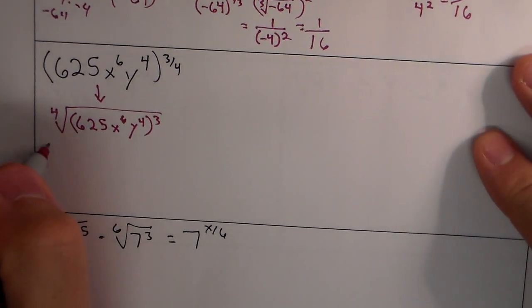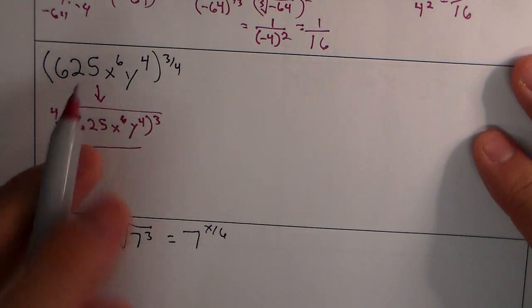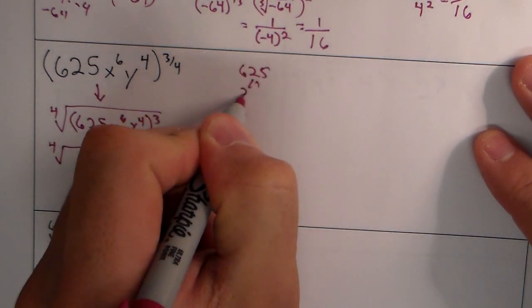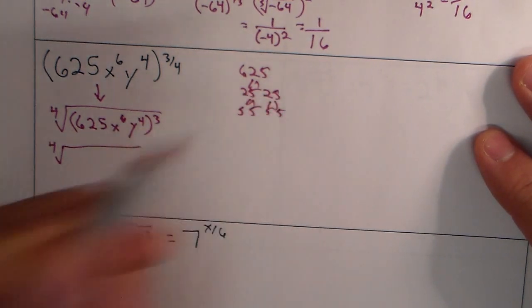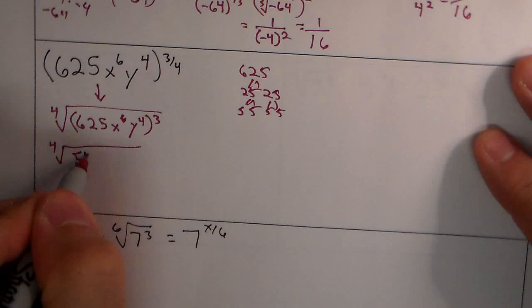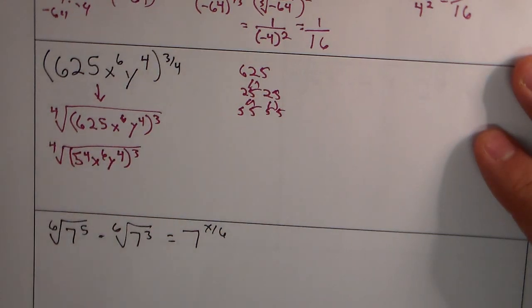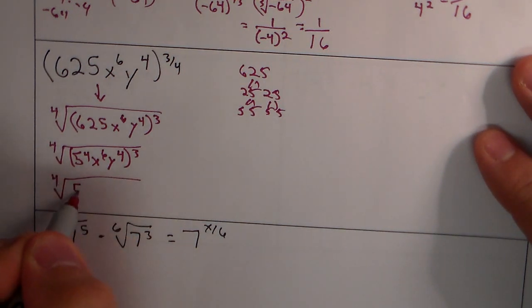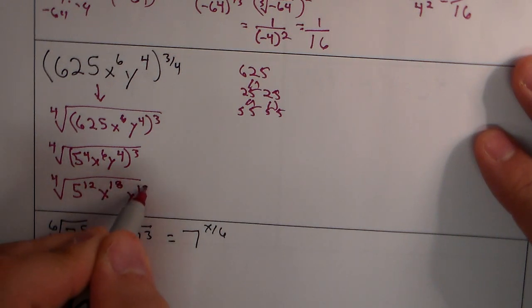So now we're going to do a power rule for the values on the inside and simplify. But before I do that, I don't want to do 625 to the 3rd. That's way too big a number. 625 is 25 times 25, or it's 5 to the 4th. So instead, I'm going to write 5 to the 4th, x to the 6th, y to the 4th, to the 3rd power. So now we have 5 to the 12th, x to the 18th, and y to the 12th.